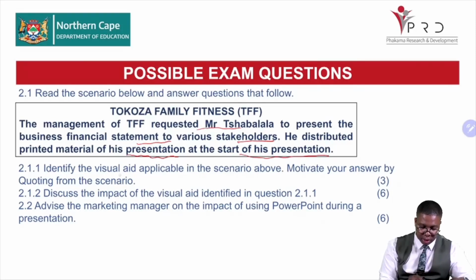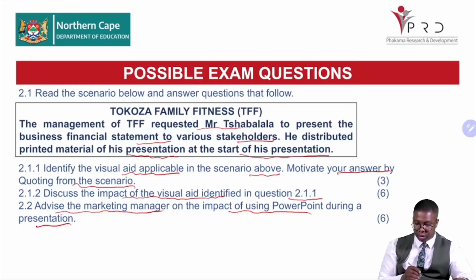Then 2.1.1 says, identify the visual aid applicable in the scenario above and motivate your answer by quoting from the scenario. And then 2.1.3, discuss the impact of the visual aid identified in question 2.1.1 for 6 marks. And then 2.2 says, advise the marketing manager on the impact of using PowerPoint during the presentation for 6 marks.